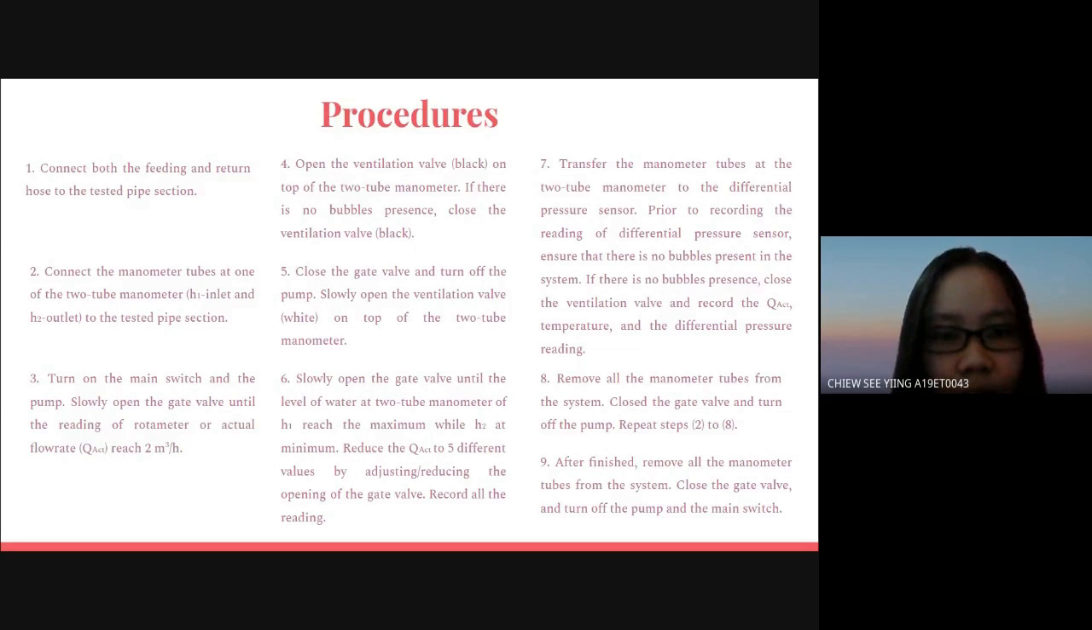After the experiment is finished, all the manometer tubes are disconnected from the system. The gate valve is closed, and the pump and main switch are switched off. Let's pass to the next presenter.